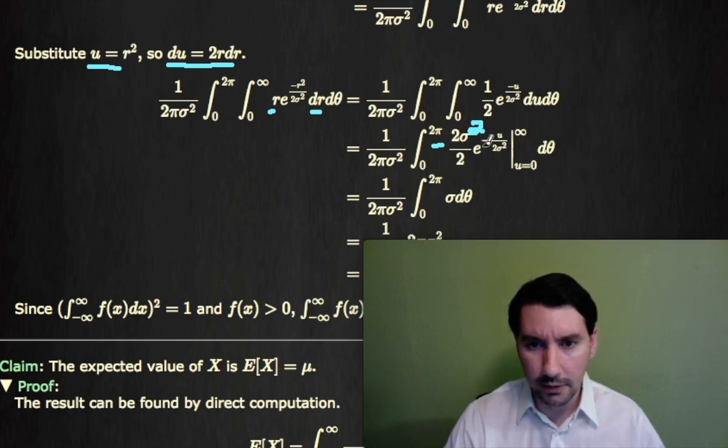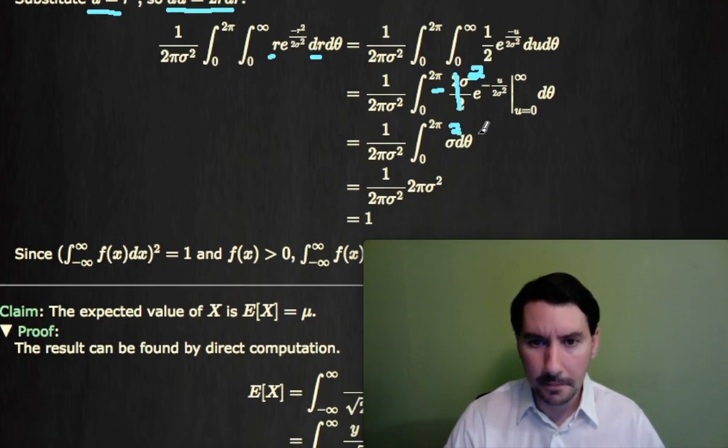Whenever u goes to infinity, this goes to 0, and then it's minus, and we plug in u equals 0, which gives us, well, the 2's cancel, and this should be sigma squared. So it looks like I have a few typos to fix up. But once we get here, we're integrating from 0 to 2 pi sigma squared d theta, which just is 2 pi sigma squared, and that cancels with the denominator, and that leaves us with 1.